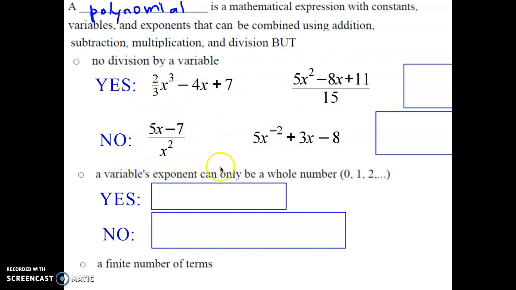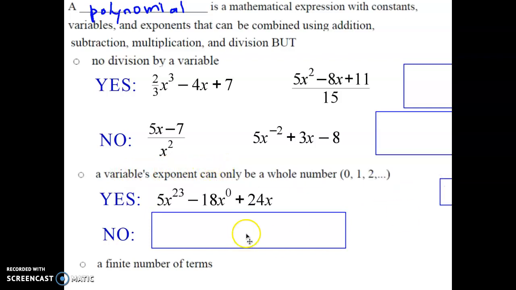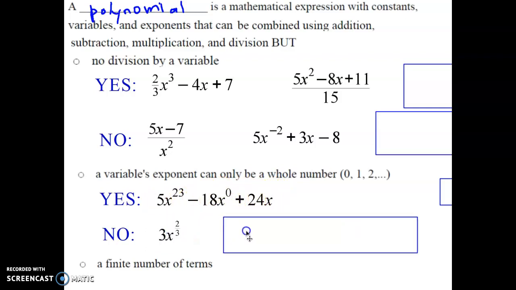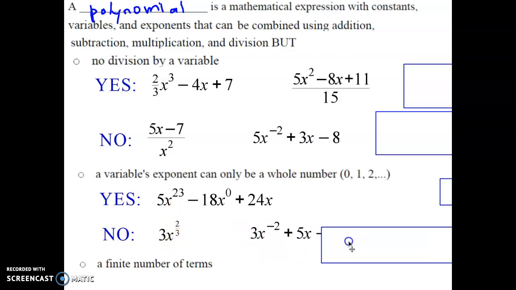Okay, also a variable's exponent can only be a whole number. So look at this one. I've got an exponent of 23, an exponent of 0, and remember here I have my understood exponent of 1. All of those are whole numbers, so all of those are fine. But this one, this fraction, is not a whole number, so this one is not a polynomial. And also this one, again, I have that negative number just like I had up here. Negative numbers are not whole numbers, so therefore this one is not a polynomial either.